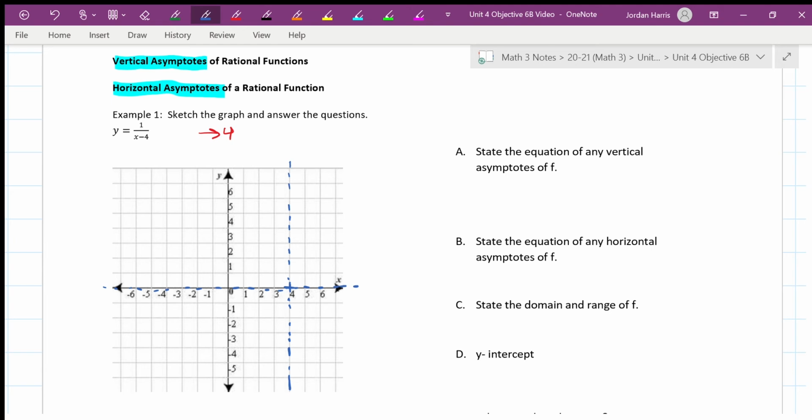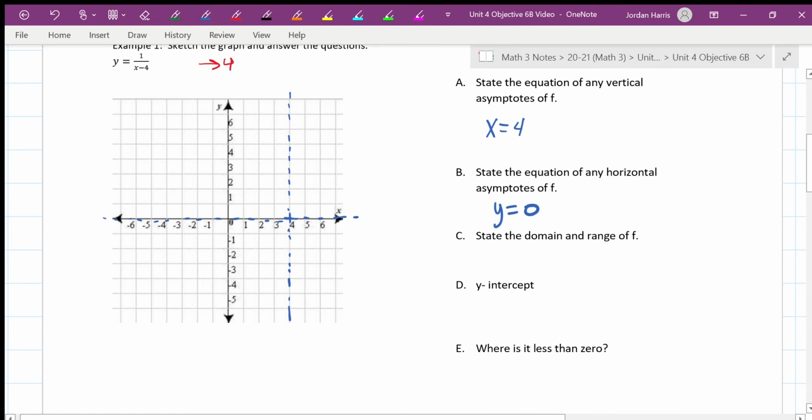Then we look at the questions here. State the equations of the vertical asymptote. So x equals 4, going through the x value of 4. Horizontal, y equals 0. I didn't shift it at all. State the domain and range. We'll go back to that because I want to get to the y-intercept first.